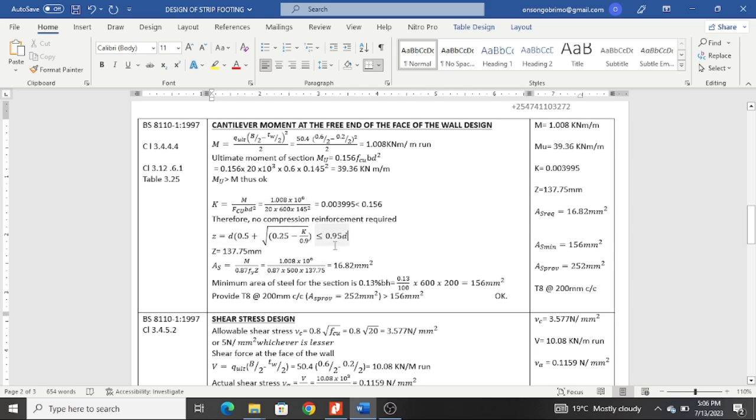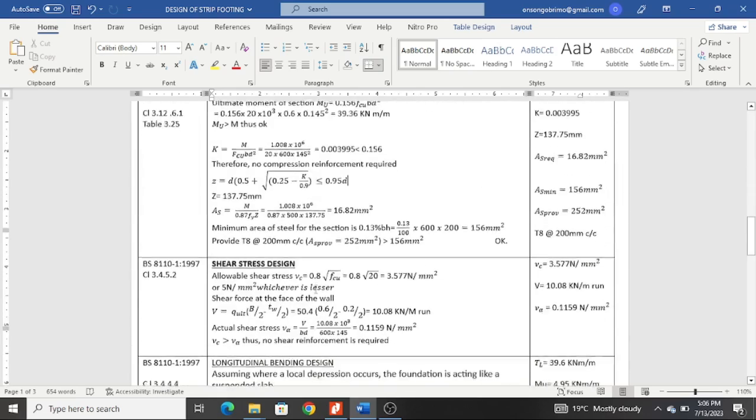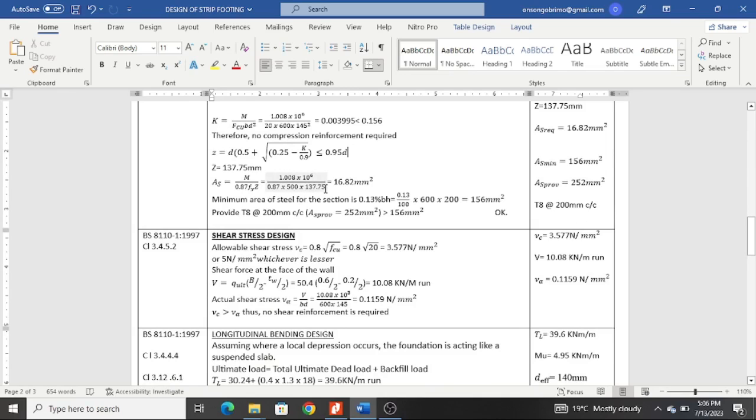And then this value of Z is what we are going to use in this area of steel formula, so that we determine the required area of steel. So we use the actual moment of the section, multiplied by 0.87, and this is the yield strength of steel, and we said it's 500. And once you multiply by the Z, it gives you 16.82 millimeters squared. Therefore, I can confidently say that we need reinforcement to counter this, and this is a very small area of steel required.